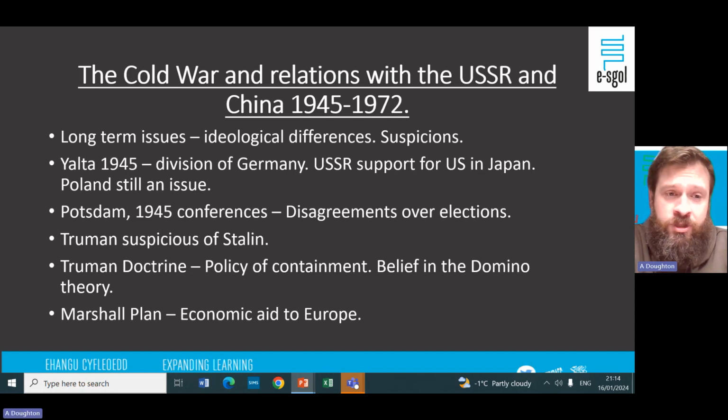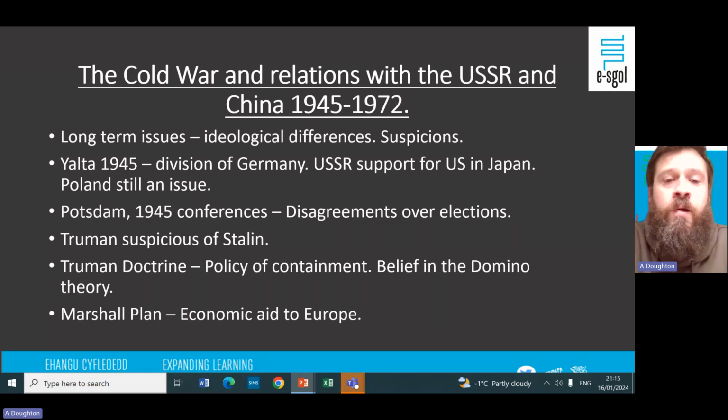Now, because of these suspicions, he introduced something called the Truman Doctrine, and that's the policy of containment, the policy to try and contain the spread of communism. And this will be a big part of the course now until 1990. Okay, it's seen as probably one of the biggest turning points in the 20th century. And the reason for this policy of containment was the belief in the domino theory. They believed that if one country fell to communism, the others would then follow.